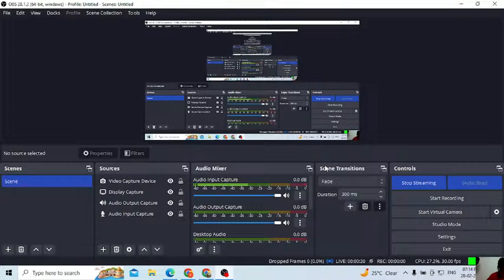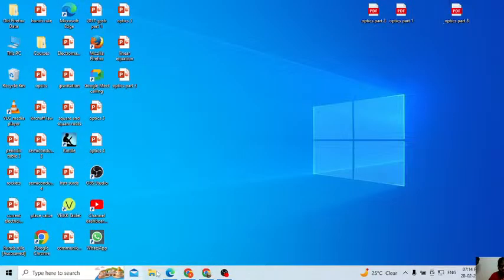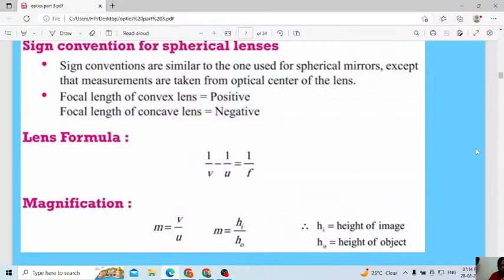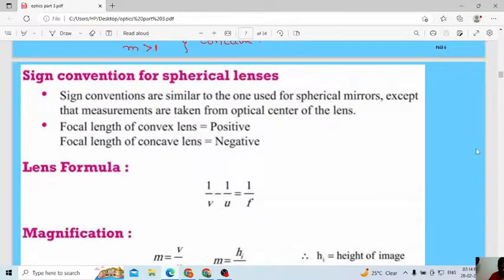Shall we discuss a few important MCQ problems, questions, and also some problems? Then I will finish the spherical mirror and lens today. Almost the sign convention we are using for mirror and lens is the same. That's why I can go fast, because everything I explained in the mirror. Only a few important points are there. That one I will explain here.